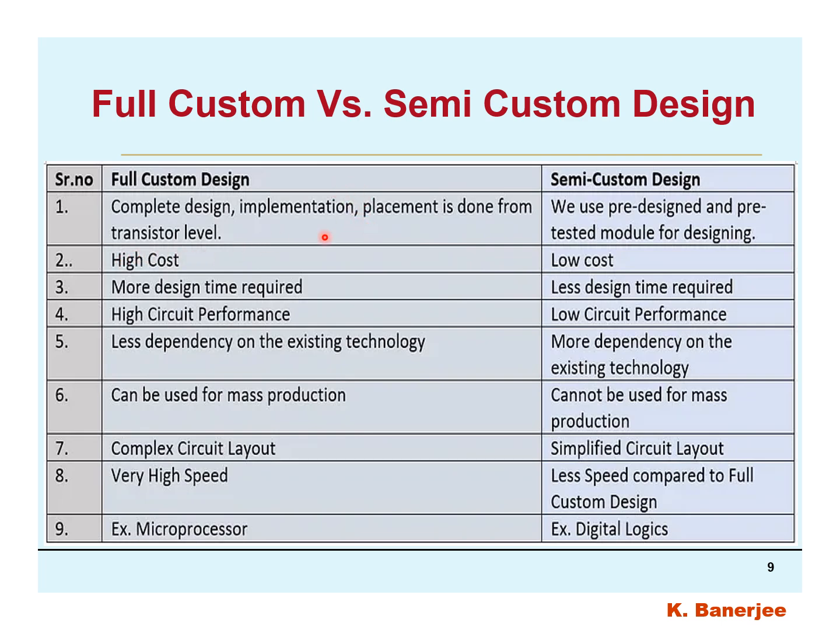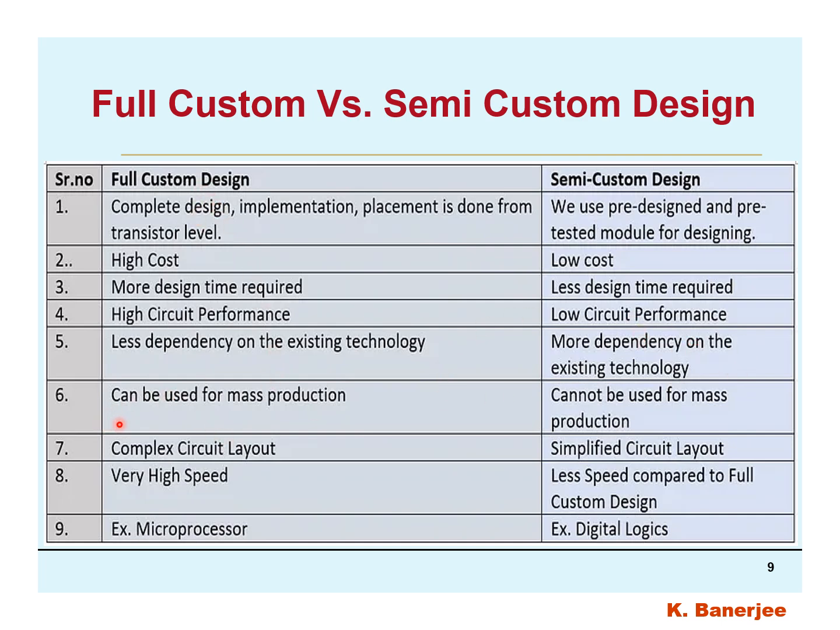In full custom design, complete design, implementation, placement is done from transistor level, obviously from the scratch level. But in semi-custom design, we use pre-designed and pre-tested modules for designing. I have already told you. Obviously full custom designing is of higher cost and semi-custom is of lower cost. More design time is required in case of full custom design, but less time is required for semi-custom design. High circuit performance is offered in case of full custom design. This is the main advantage of full custom design. But in semi-custom there is low circuit performance. There is less dependency on the existing technology in full custom as it is fully customizable, and in semi-custom more dependency on the existing technology as there will be some predefined cell libraries.